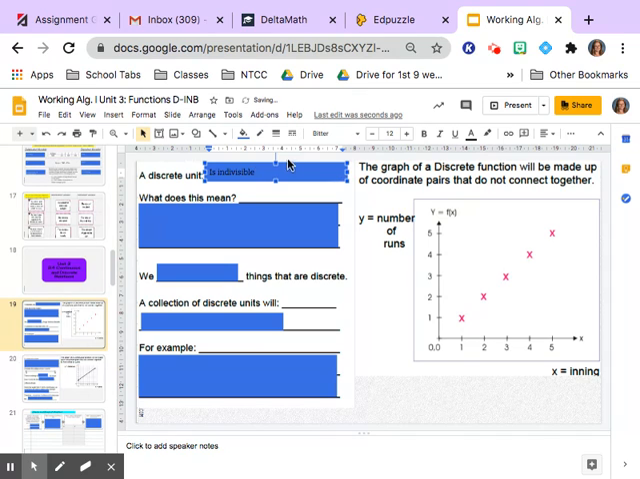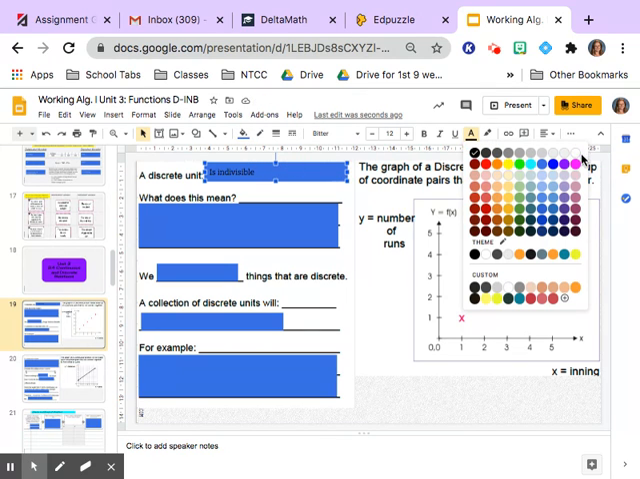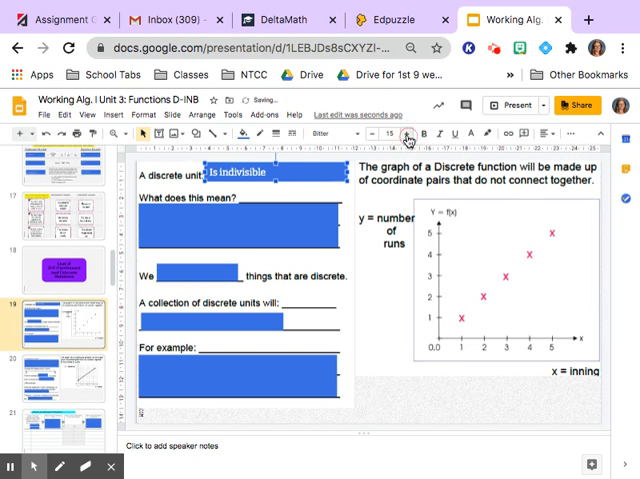That is really hard to see. So I'm going to change my font color to white and make it bigger. Can y'all see that now? A discrete unit is indivisible.